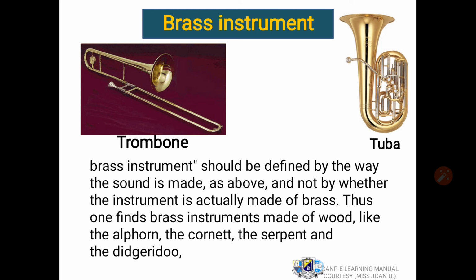All brass instruments. Brass instruments should be defined by the way the sound is made, as I just defined it to you, and not by whether the instrument is actually made of brass. Thus, you can find brass instruments made of wood, like the alphorn, the cornett, the serpent, and the didgeridoo, right? So they are trying to tell us that if we do not define brass instruments as instruments made of brass alone, which is a combination of copper and zinc, we'll find another class of instruments that follow the initial definition, blowing it sympathetically to get a kind of funny sound. All right. So this is what you need to know, that the brass instrument is another family of what? The musical instrument.